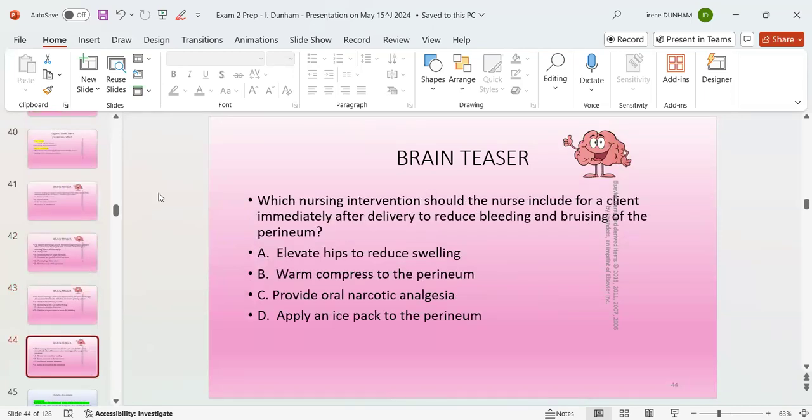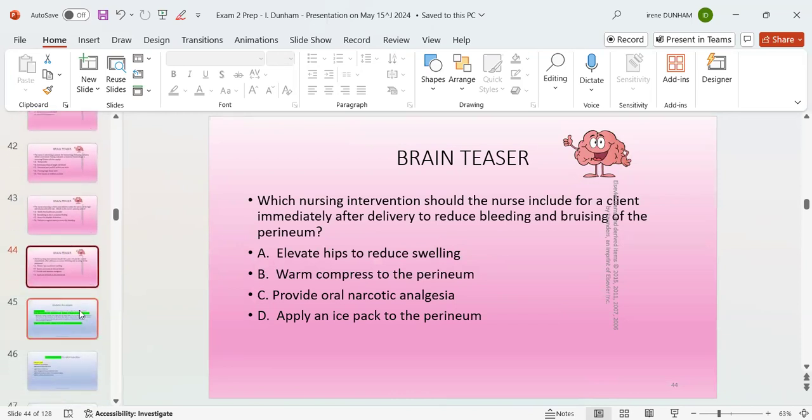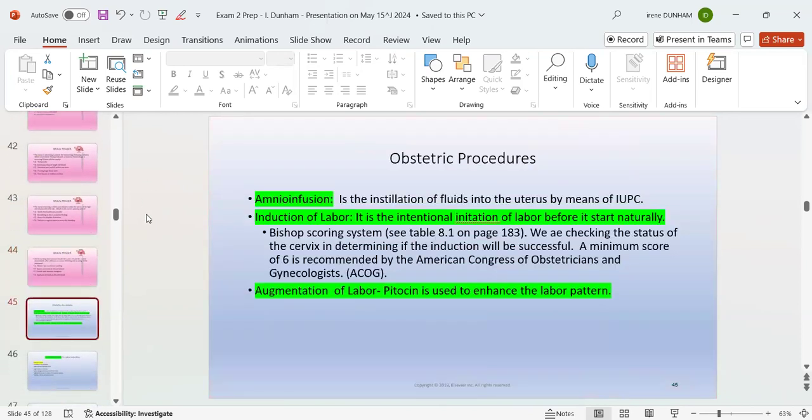Which nursing intervention should the nurse include for a client immediately after delivery to reduce bleeding and bruising of the perineum? Oh, we know that one. D. Yeah. Okay. That's a given. That was a good one. All right. We already talked about amnio infusion. Again, it's just putting fluids back into the uterus. We talked about that and diluting the meconium.